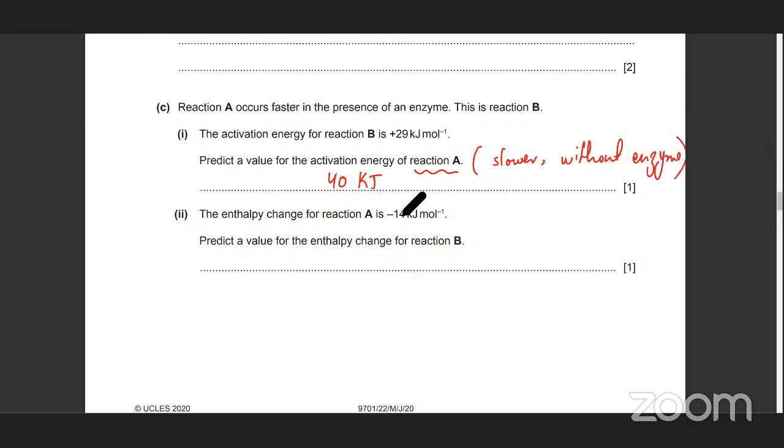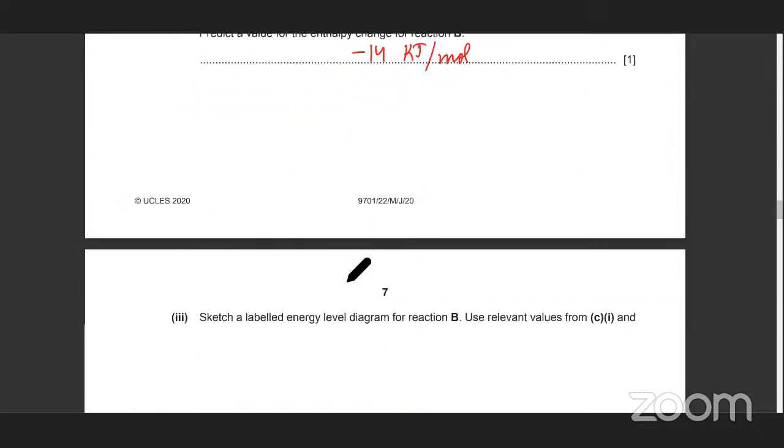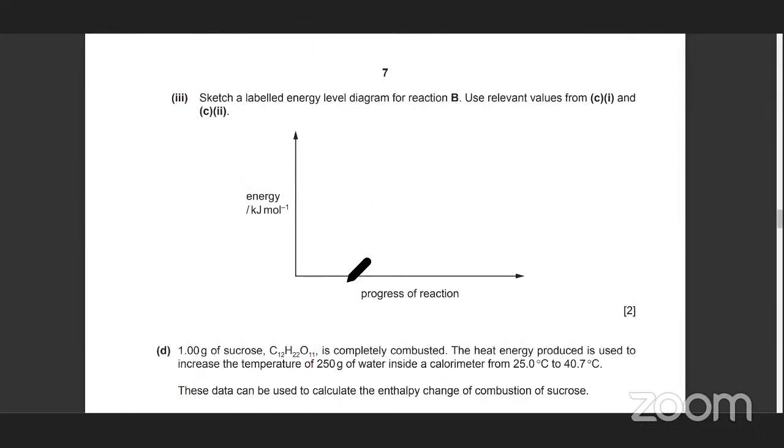So then the enthalpy change for reaction A is minus 14. Predict the enthalpy change. Remember, the enthalpy change is not affected. It's going to remain exactly the same. Catalyst would not alter the enthalpy change. It would just make the reaction easier. It would reduce the activation energy. Or please sketch a labeled energy level diagram for reaction B. Use the relevant values from C1 and C2.